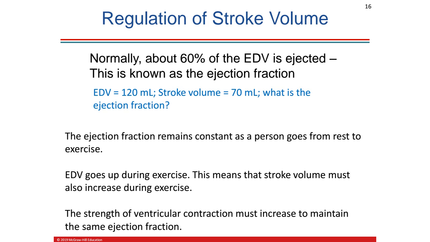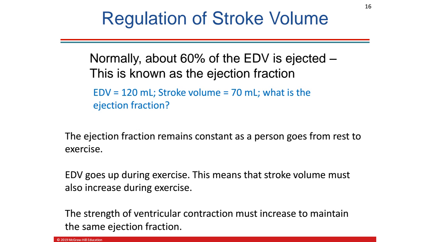Typically, about 60% of the end diastolic volume is ejected per heartbeat. So this is known as the ejection fraction. And so, for example, if I gave you a problem like this, you should be able to solve it. If we have an end diastolic volume of 120 milliliters and a stroke volume of 70 milliliters, what's the ejection fraction? Well, the answer is it's simply 70 milliliters divided by 120 milliliters and then multiplied by 100 to yield a percentage. And so the answer here in this case would be 58.3%, which is pretty close to this sort of standard value of 60%.